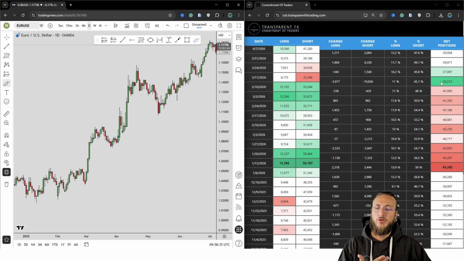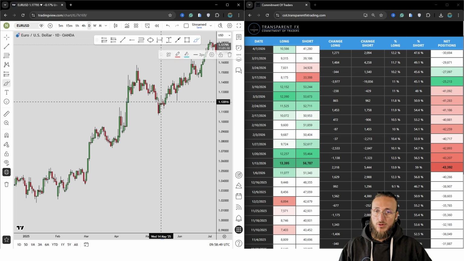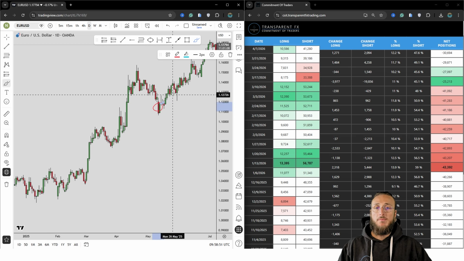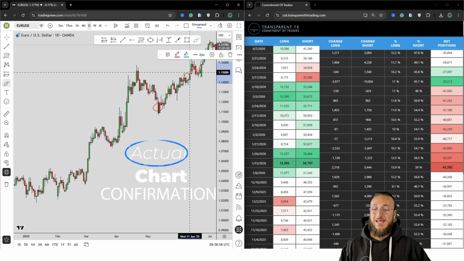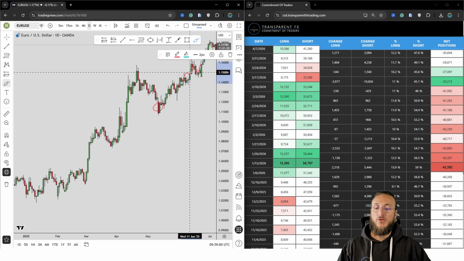So for me, the interpretation here is not "buy because the COT data says so." The interpretation is that the bullish side of the chart has a better backdrop. And that means I'm more interested in buying, for example, pullbacks in this kind of situation, buying continuation structures, or looking for bullish confirmations on the actual chart instead of randomly trying to fade the move.